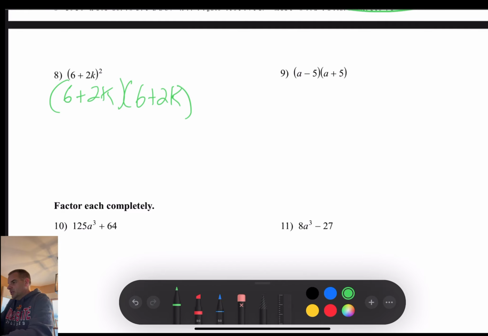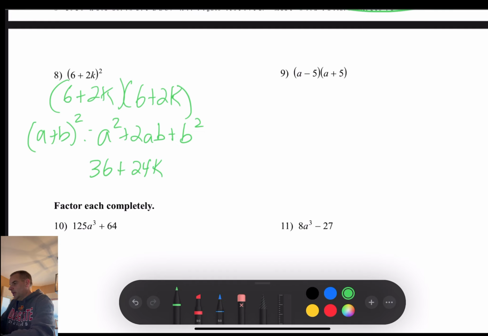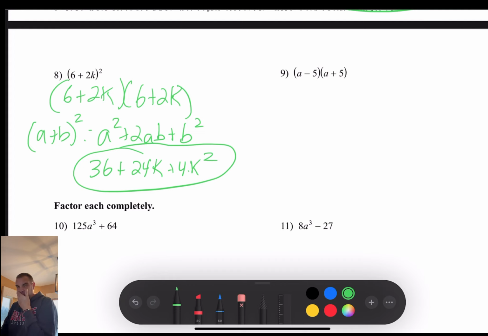So the shortcut was, if you had a plus b squared, it was a squared plus 2ab plus b squared. So my a value is 6, so 36 plus 2 times 6 is 12, times 2 is 24k. So 24k plus b squared, 2 squared is 4, so plus 4k squared. You should probably write that in standard form, but whatever. I'm gonna leave it like that.